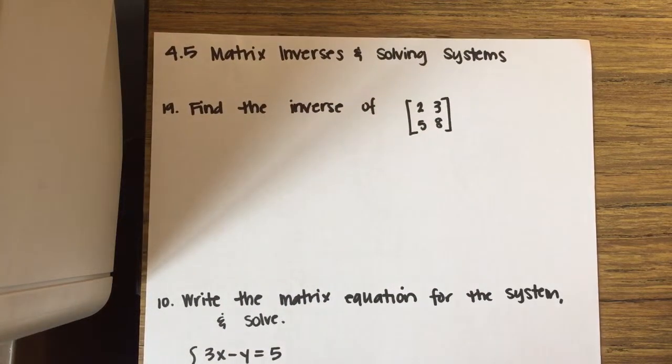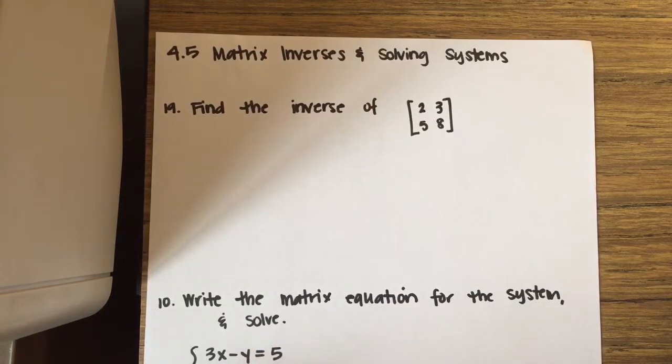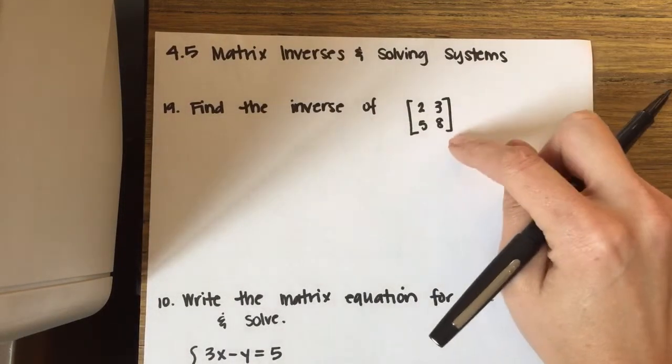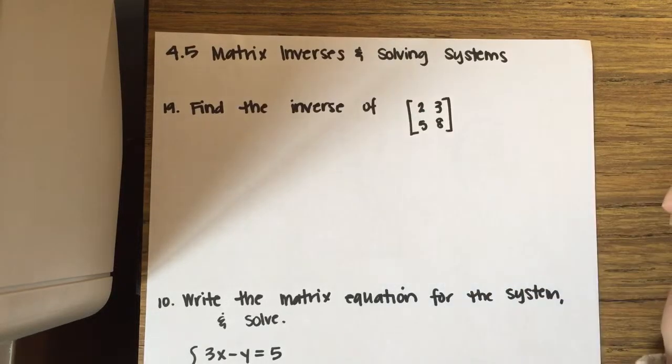Section 4.5 is the last matrix section that we did. We were finding inverses of 2 by 2 matrices and then using matrix equations to solve systems with 2 equations in it. So the first one, we're going to find the inverse of this matrix.